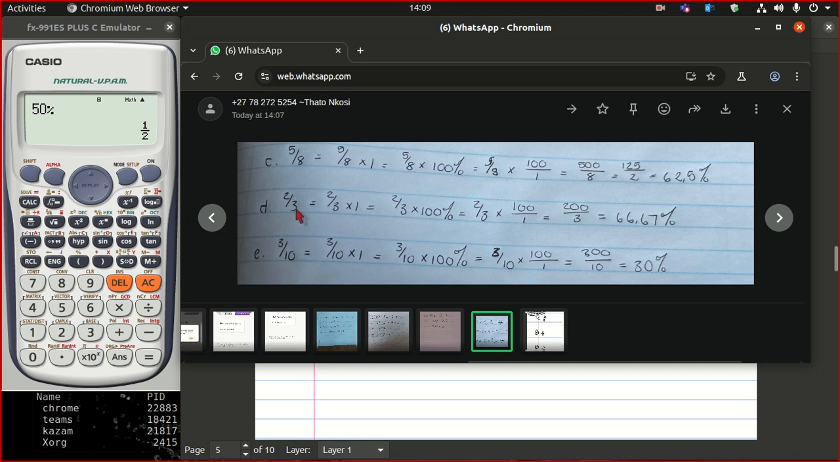Let's look at number D. You did 2 over 3 times 1, and then times 100, and this is 200 over 3. How many out of 200? 66.67%. This one is 100% correct.